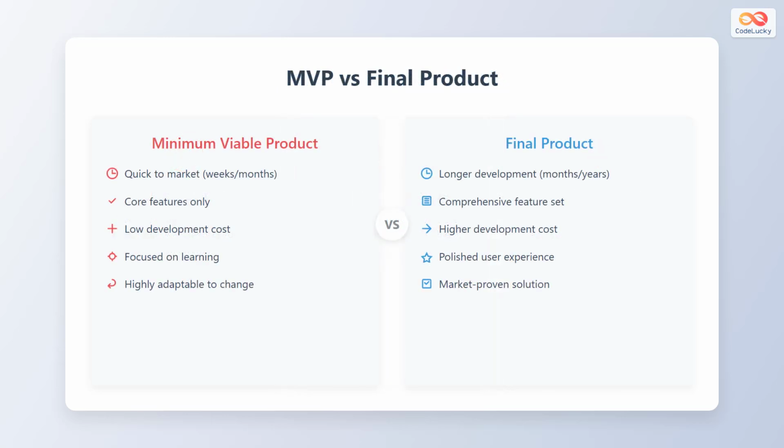It's important to understand the difference between an MVP and a final product. An MVP is designed to be quick to market, typically within weeks or months, and includes only the core features necessary to test your assumptions. It involves low development costs and is heavily focused on learning from user feedback. Because of this approach, it is highly adaptable to change. On the other hand, a final product usually involves a much longer development timeline, potentially spanning months or even years. It boasts a comprehensive feature set, higher development costs, a polished user experience, and is a market-proven solution based on the insights gained from the MVP stage.